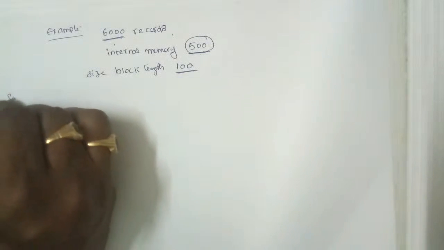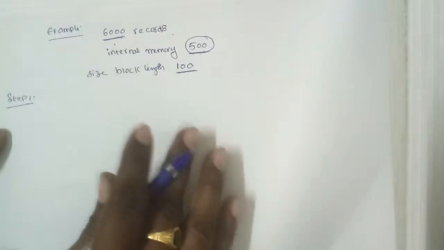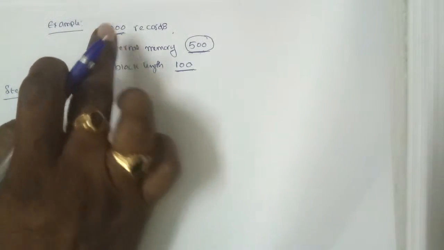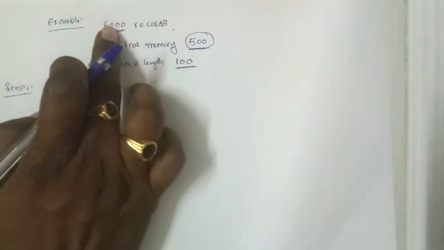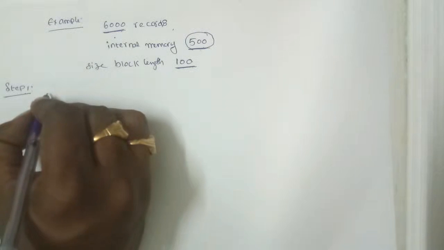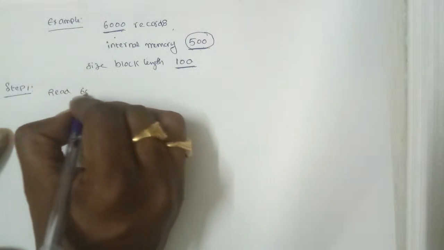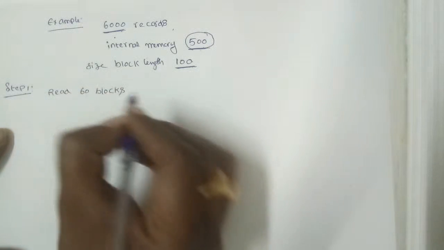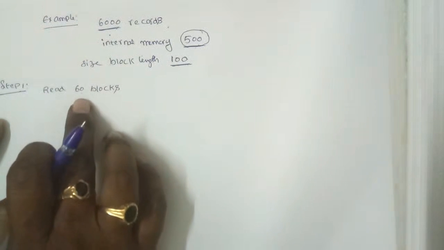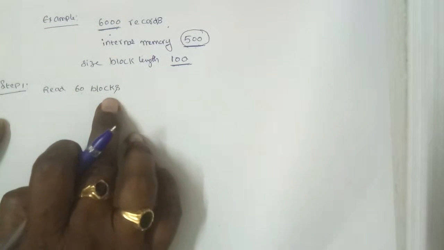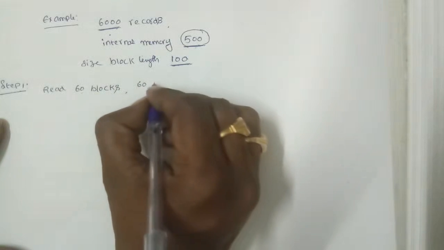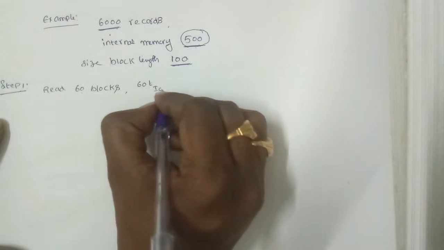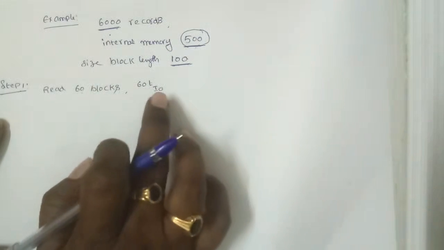Now you have to perform the operation. So what is the first step? We have a total of 6,000 records and the size of each block is 100. Then how many blocks? 6,000 by 100, 60. So the first step is to read 60 blocks. To perform the sort operation, read 60 blocks of records. For that we use the notation 60 TIO, that is, I am reading 60 blocks.